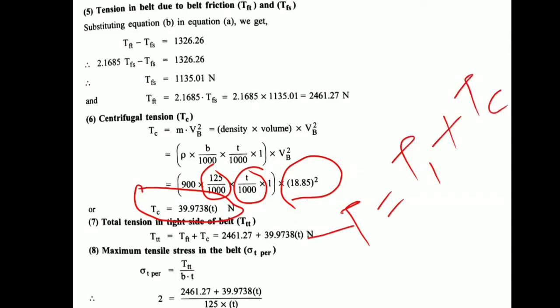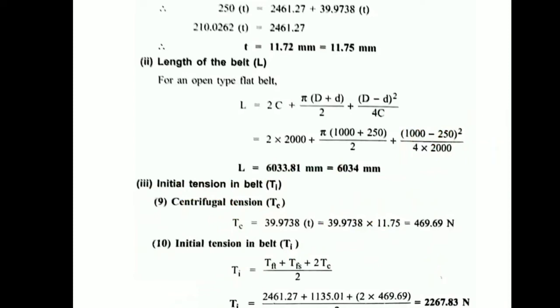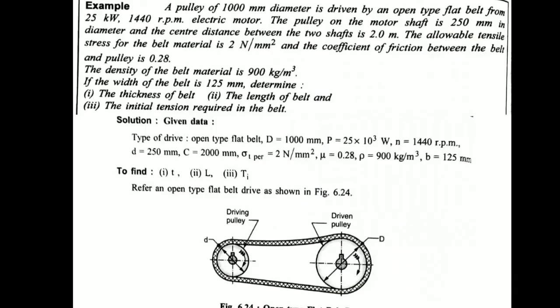So same equation they have written here, T1 2461 plus Tc, centrifugal tension in terms of T we have calculated. We know this equation, sigma T is equal to total tension divided by Bt. Total tension we know and B also known, and now we need to calculate thickness. Therefore by putting the value we will get the thickness 11.72 mm. So that would be the belt thickness for this much amount of power transmission. So first part is over as per their given data, thickness of belt.